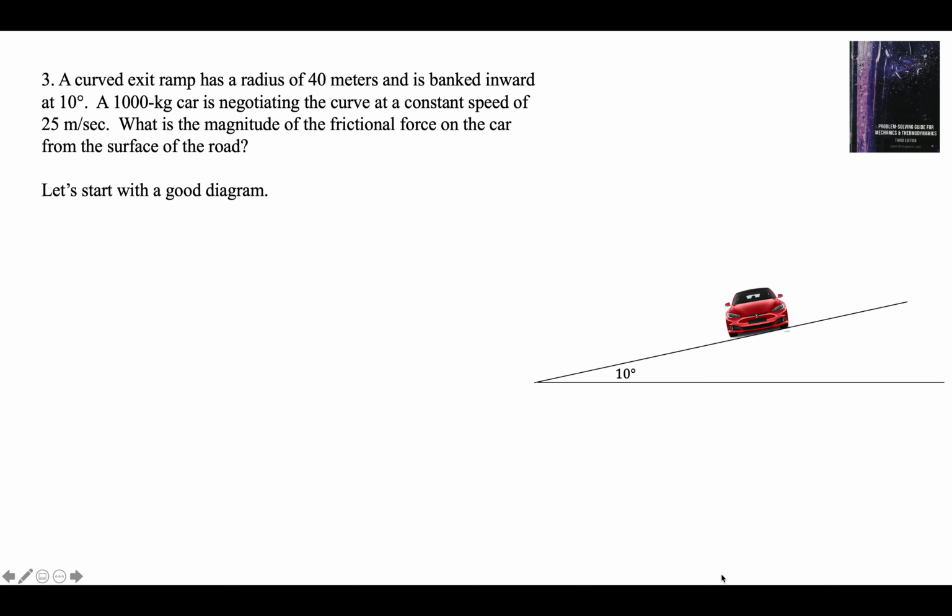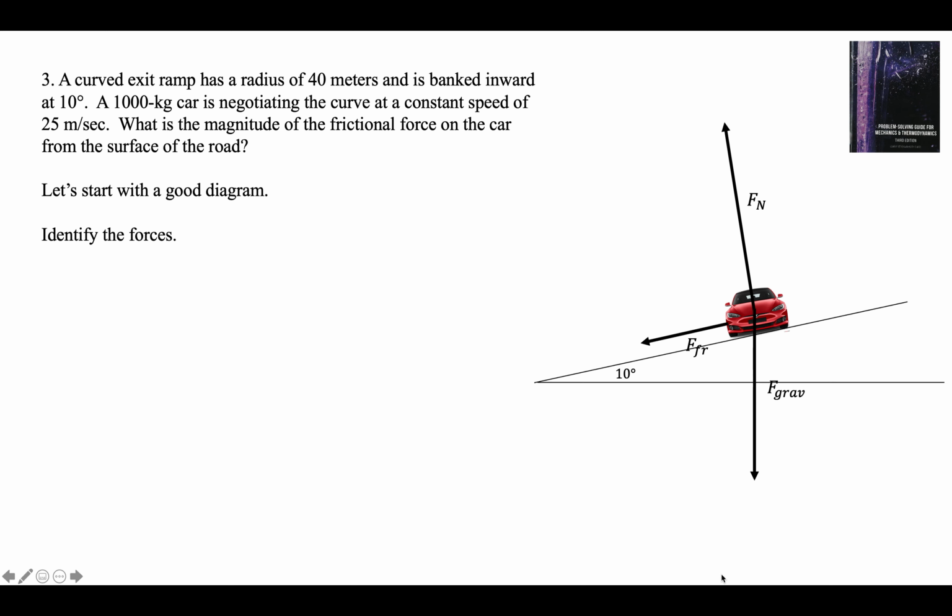Let's start with a good diagram. There's our 10-degree curve. The car is coming straight at you. Let's identify the forces. We have gravity, that's an easy one. We have the normal force, which is perpendicular to the surface, and the frictional force, which is along the surface.